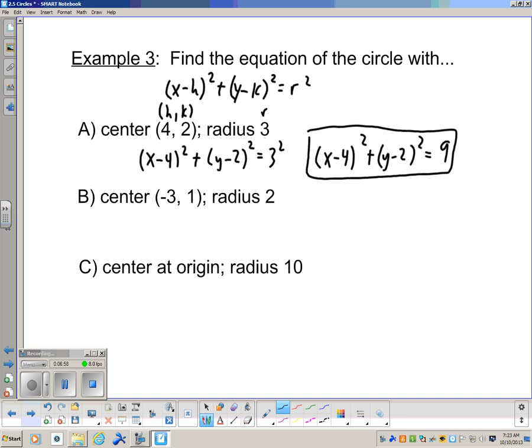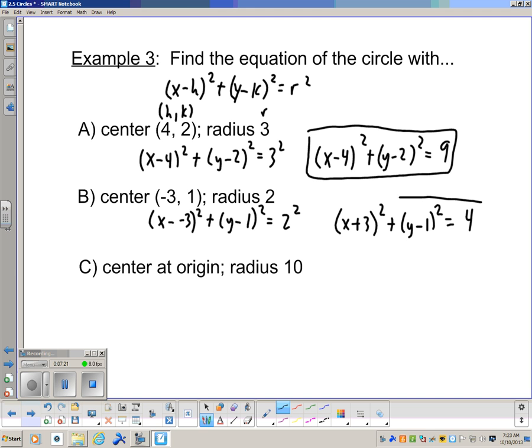Next one, kind of following the same format there. It's (x minus h) squared, so it's (x minus negative 3) squared plus (y minus 1) squared equals 2 squared. So now I'm going to simplify that. I've got a minus over there. We don't leave the minus in there, so I'm going to write (x plus 3) squared plus (y minus 1) squared equals 4. There's my final solution.